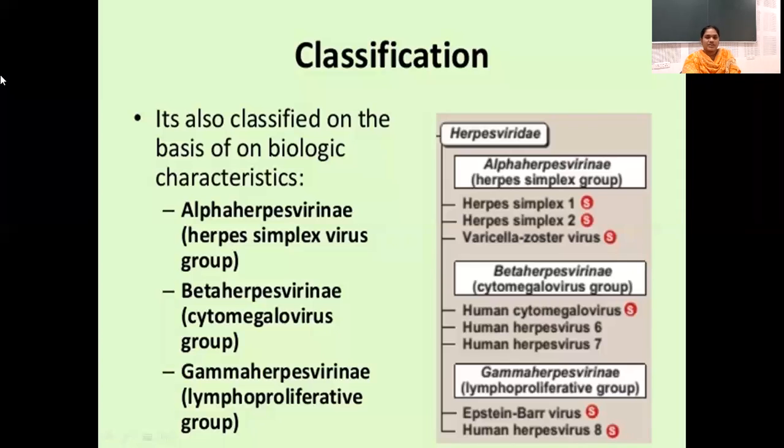Then the classification. It's also classified based on the biological characteristics. Then it can be alpha herpes virus, beta herpes virus, and gamma herpes virus. The alpha herpes virus includes herpes simplex type 1, type 2, and varicella zoster virus. Then beta herpes virus includes the cytomegalovirus and human herpes virus type 6, type 7. And the gamma includes the Epstein-Barr virus and human herpes virus type 8.